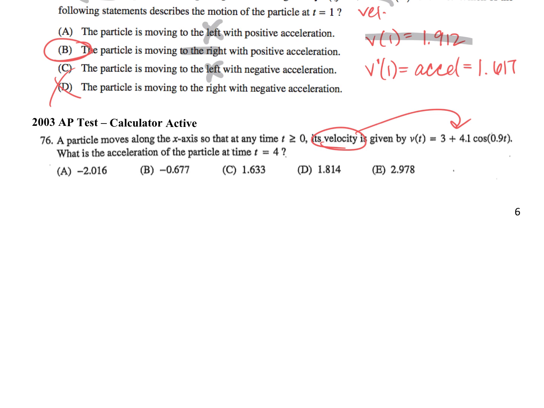So I'm going to go math 8 of that velocity: 3 plus 4.1 cosine of 0.9x. And where do they want that derivative? When x is 4. Is that an answer? Yeah. And then we're done.